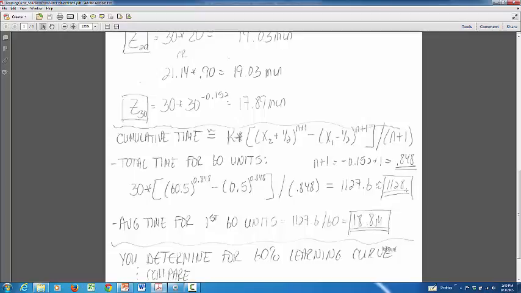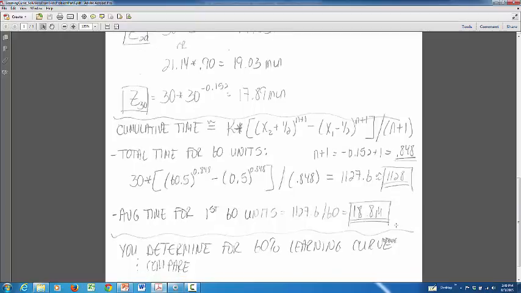Okay, so something else that might be important to understand is the average time for those first 60 units. That's just going to be the cumulative time from above divided by 60. 18.8 minutes per unit is our average for the first 60 units. All right, so that answers the problem that was on the slide that I'll go back to in a minute. Then what I want you to do is answer those same questions, but for a 60% learning curve, and compare them.